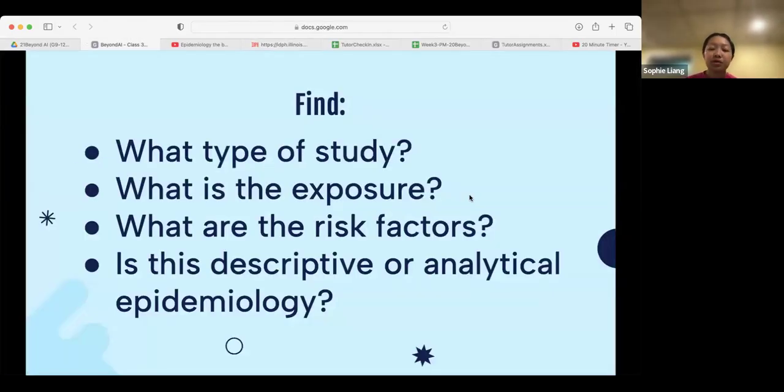What is the exposure? Does anyone want to answer that? No. Okay. Well, the exposure is the nuclear exposure, if they're near the nuclear facility or not. Risk factors, we talked about that in that passage, I think. And then descriptive or analytical.